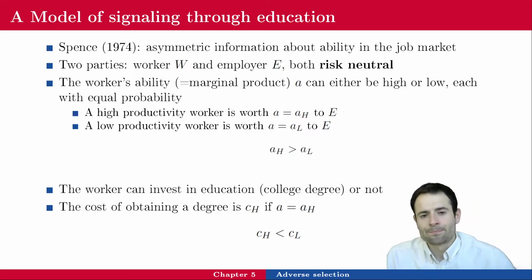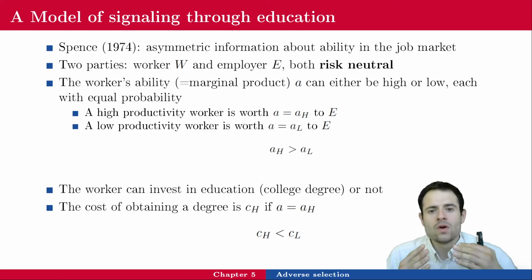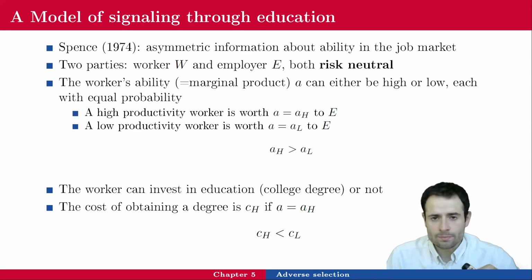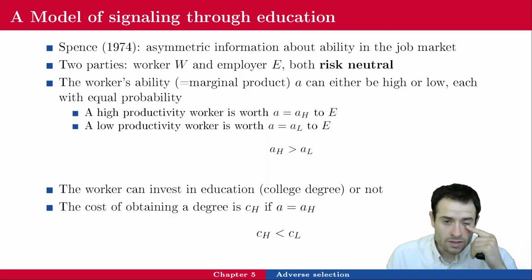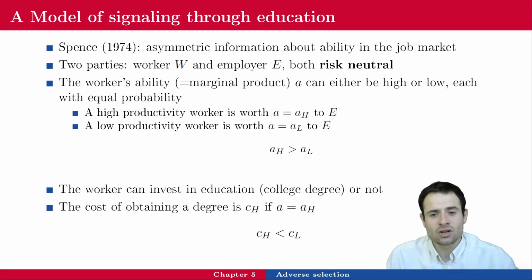So this is the model. We have an employer who is facing an applicant. We are going to go through different information structures, as in, does the employer know the quality of the worker or not? And depending on the different information structures, we will then look at the decision of a worker. Does he want to get education or not before applying to the job? Of course, the worker is going to compare his expected wage earnings with the cost of getting an education.